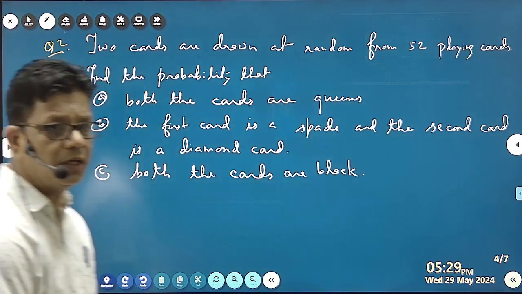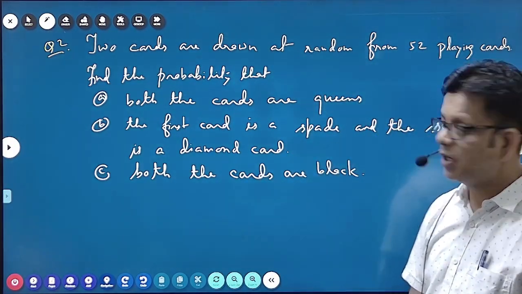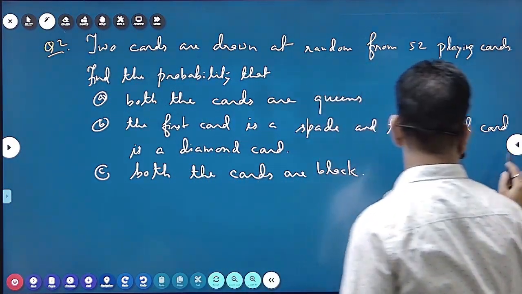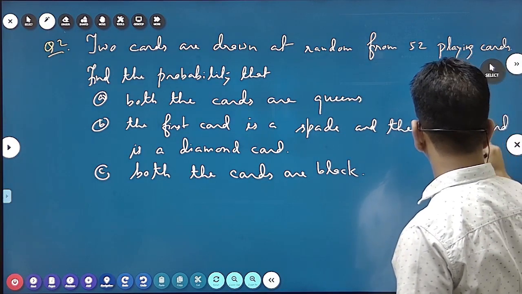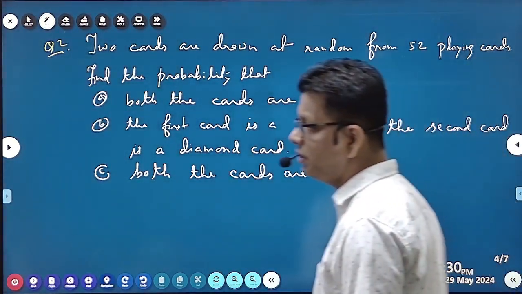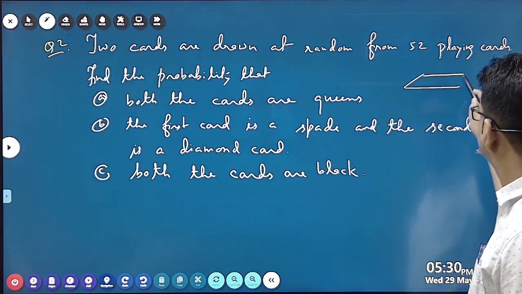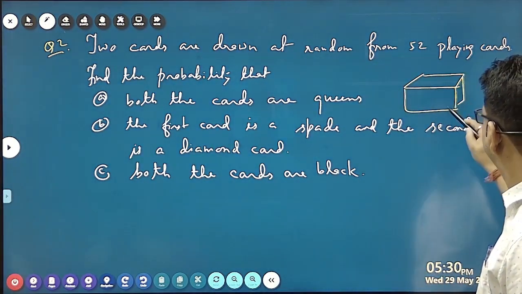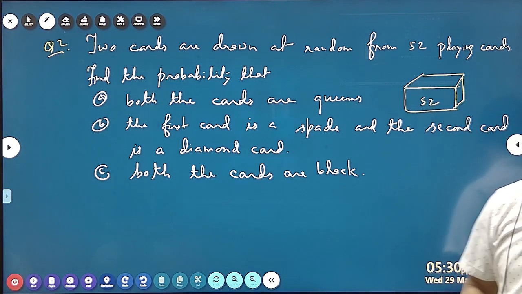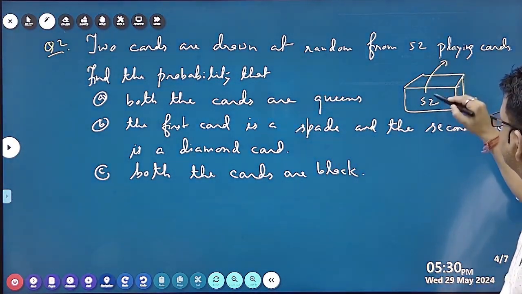Now, one thing you see, now 2 cards are taken, 3 cards are taken, 4 cards, the process will be the same. So I'm doing it with 2 cards. You can extend it to more than 2 cards also. But the process, as I told you, line by line will be the same. Now see here, slightly difficult. Try to understand. There are 52 playing cards. From 52 playing cards, you are taking any 2 cards.